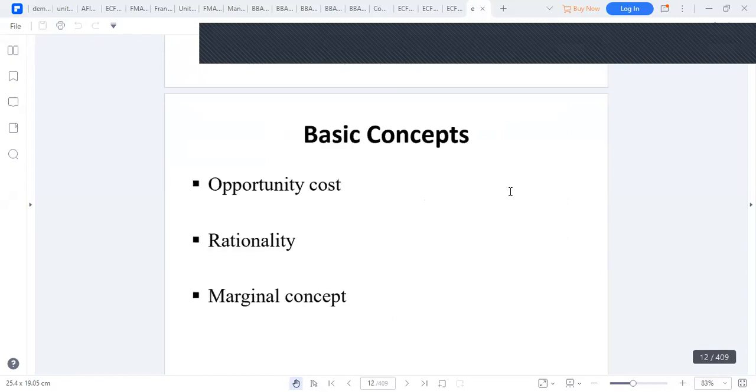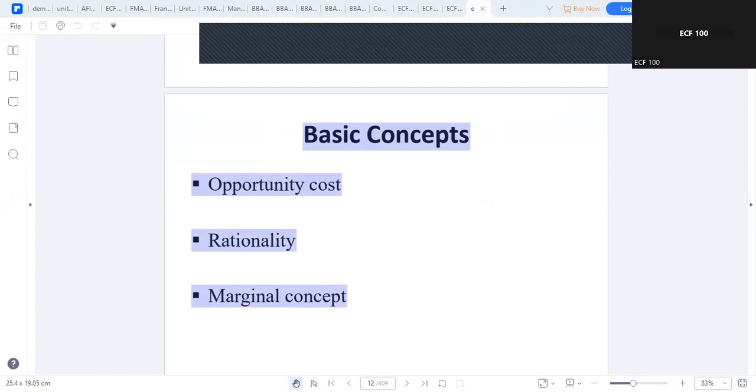So we're going to break down our study in economics on 3 basic concepts. We're going to look at the concept of opportunity cost, the concept of rationality, and also the marginal concept. So what do we mean when we're dealing with opportunity cost?